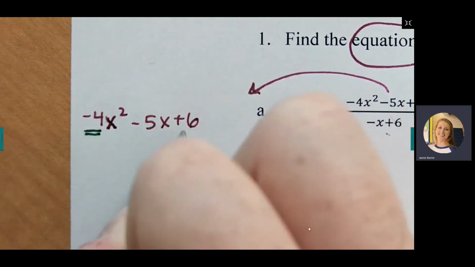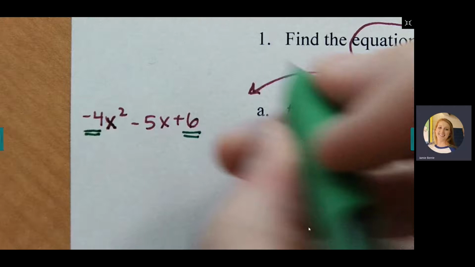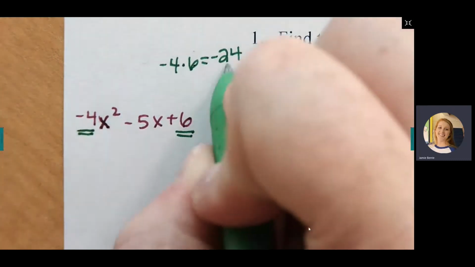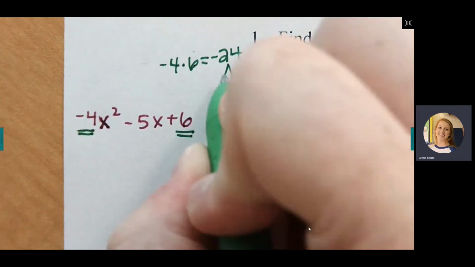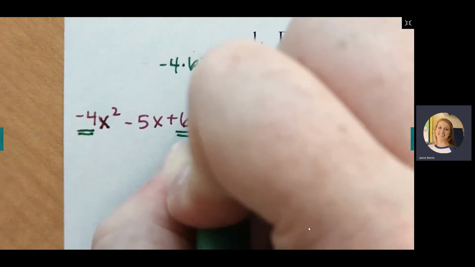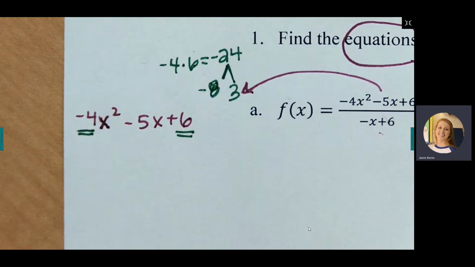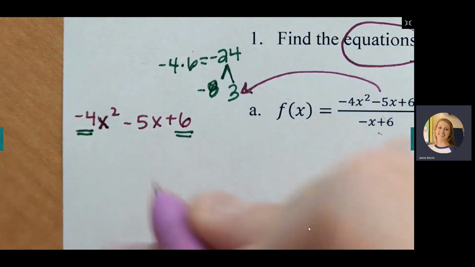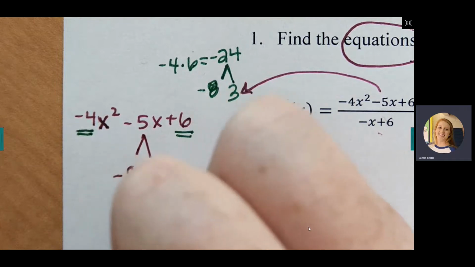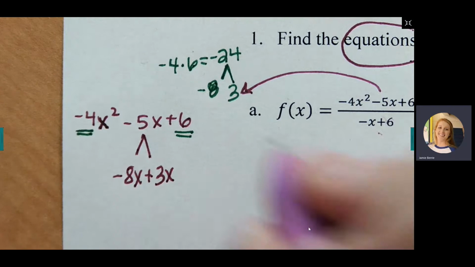So we have A times C is negative 24. So negative 4 times 6 is negative 24. So you're trying to think of factors of negative 24, so things that multiply to give you negative 24 but add to negative 5. What would that be? 8 and 3. Good. Negative 8 and positive 3. Very good. Negative 8, positive 3. Right, so that's how we split up our middle term. Negative 8x plus 3x. Everything else is going to drop down.